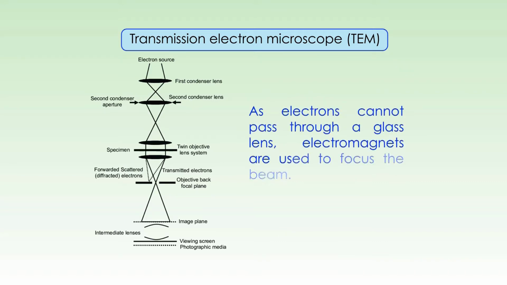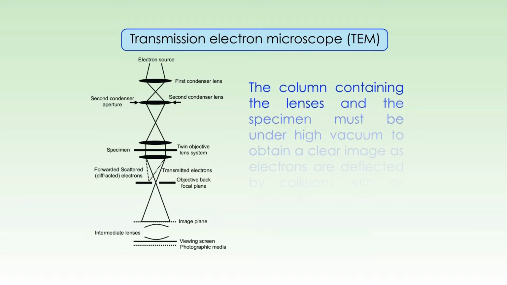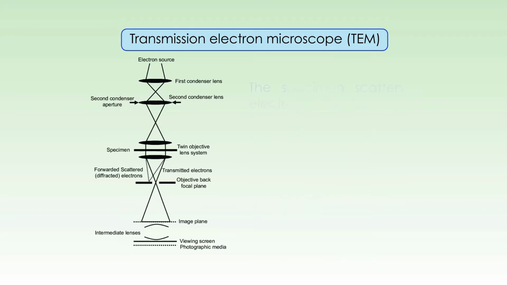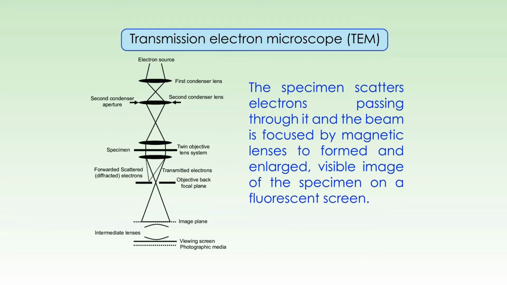As these electrons cannot pass through a glass lens, electromagnets are used to focus the beam. Then the column containing the lenses and the specimen must be under high vacuum to obtain a clear image, as electrons are deflected by collisions with air molecules. Then the specimen scatters electrons passing through it, and the beam is focused by magnetic lenses to form an enlarged visible image of the specimen on a fluorescent screen.